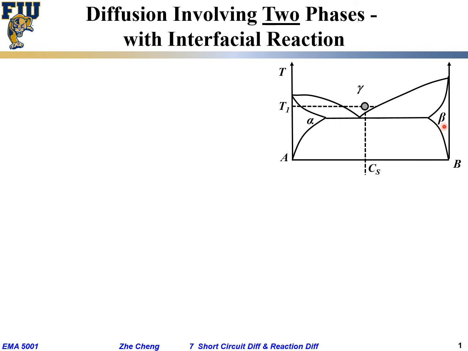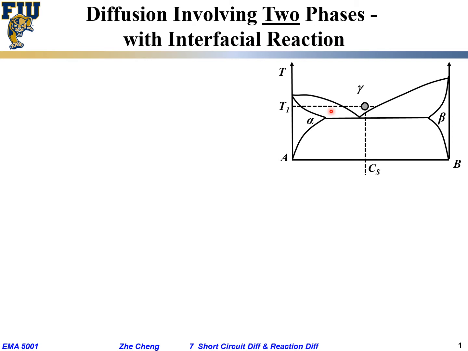Here would be the so-called single phase region. On the right side, it will be a two phase region. Single phase beta. In between alpha and beta, below this so-called eutectoid temperature, this is what? Two phase region of alpha plus beta, right? That's what you learn in thermodynamics. Here is also a two phase region. One is alpha, the other one would be gamma, right?